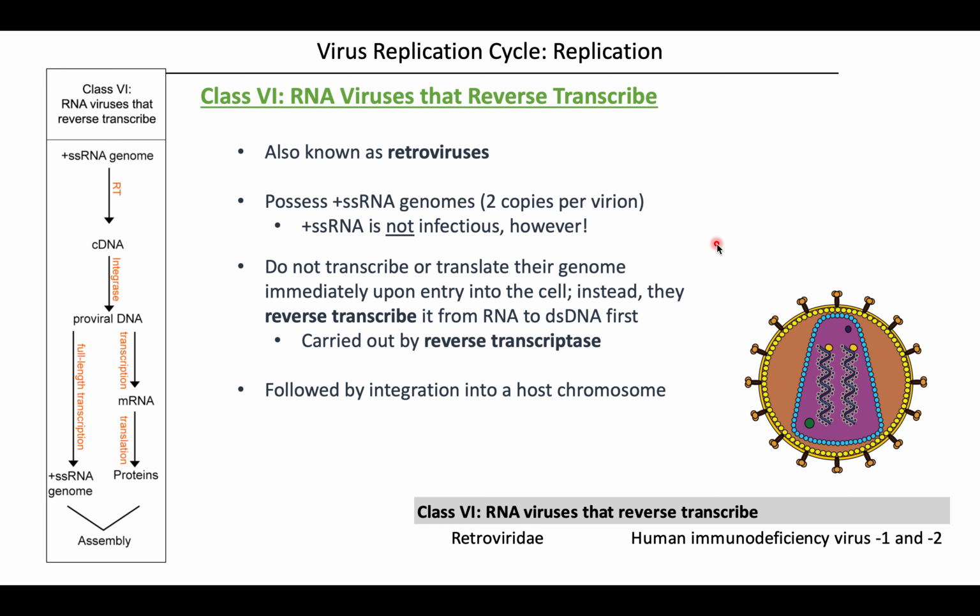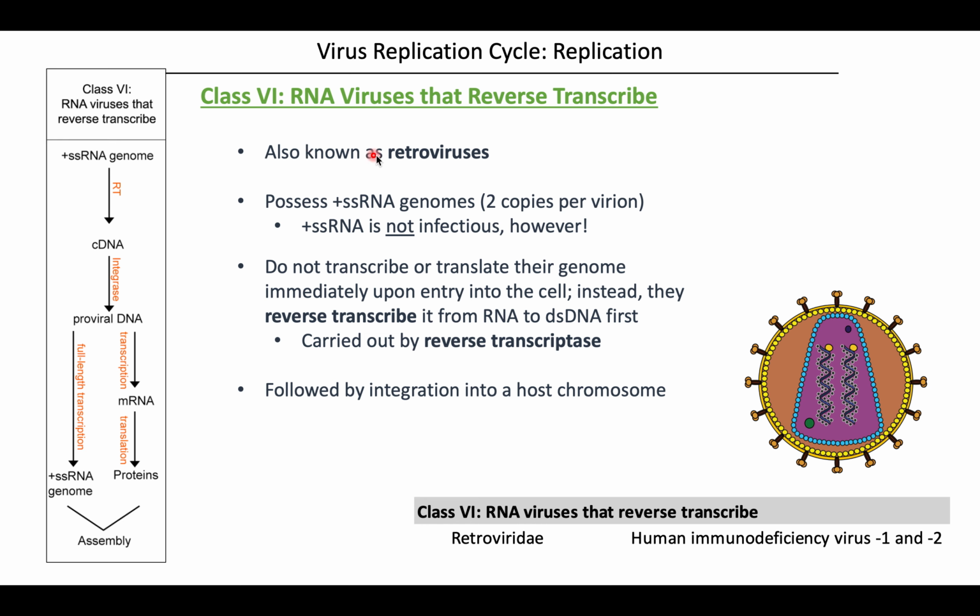All right, this is the final section of Chapter 4, where I wanted to talk about the last two Baltimore classes of viruses. And these last two are arguably the most complicated in terms of their replication. So these are the RNA viruses that reverse transcribe in Class 6 and the DNA viruses that reverse transcribe in Class 7. And I'm going to focus primarily on Class 6 here. I will give you a little bit more info on Class 7.